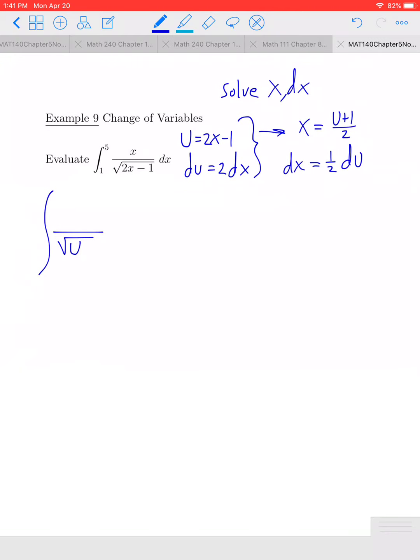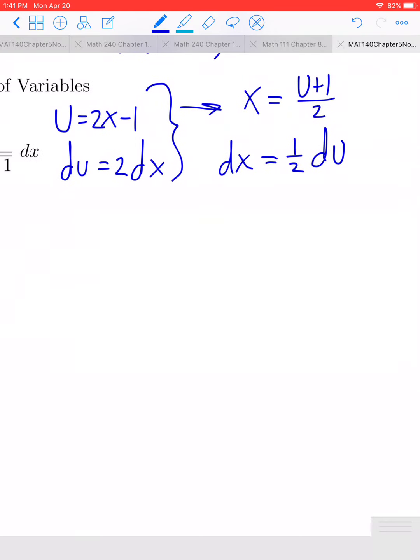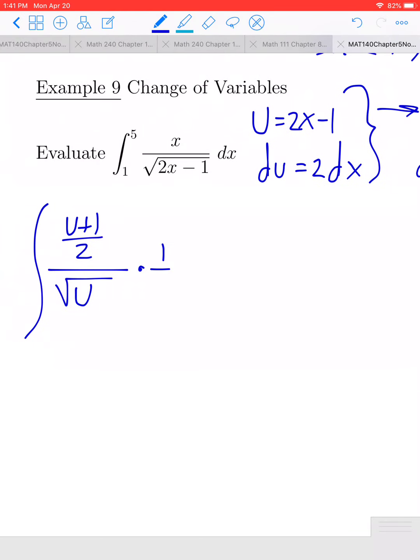So it's the square root of u. Everywhere we see an x, we can replace that with u plus 1 over 2. And then everywhere we see the dx, we can replace the dx with 1/2 du. And this is good, so this actually will work. We now have an integrand that's a function of u only, and the integration is being done with respect to u.